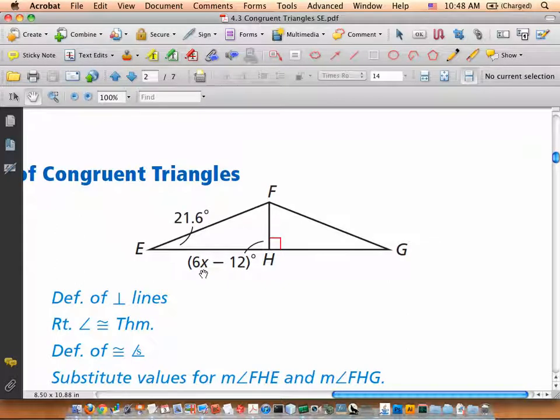Let's see if you can remember from the previous lesson, what does angle EFH have to equal? Don't just give me the number unless you know it, but how would I go about figuring out EFH? I've got a nice handy-dandy little theorem from the previous section.